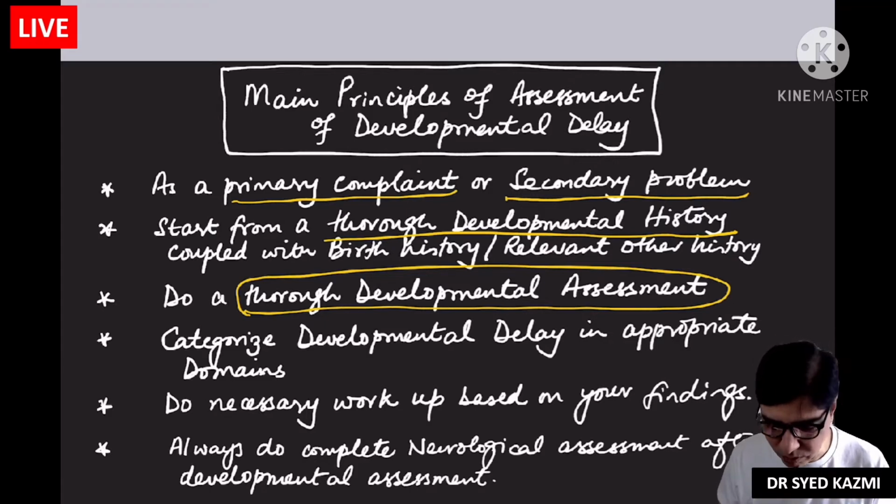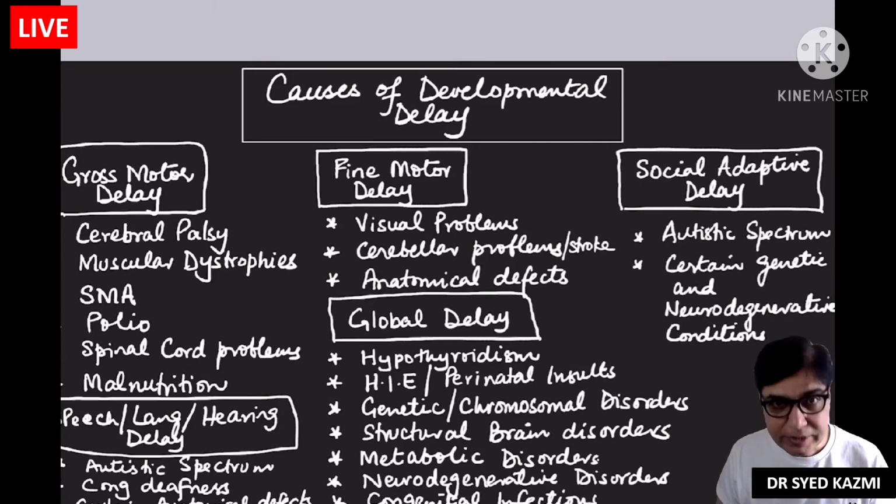So let's move forward to the next slide, and let's talk about the cause of developmental delay. It's very easy. I told you that there are four domains of development: the gross motor, the fine motor associated with vision, the speech, language and hearing, and the social adaptive domain.